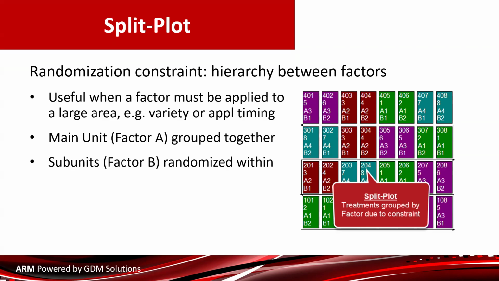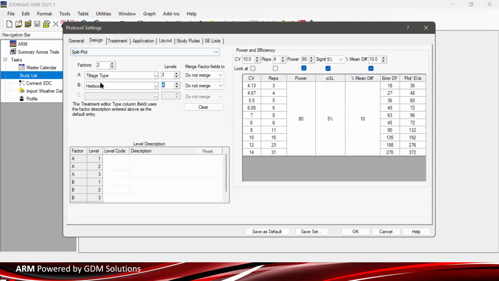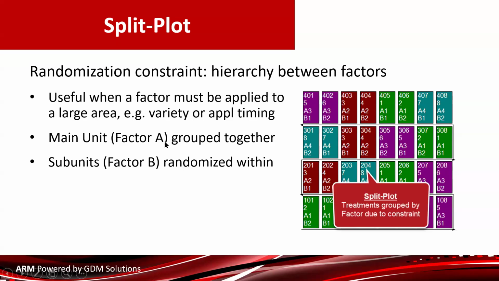is grouped together. So back when I'm in my ARM, how do I know which one of these should be first? My main unit in a split plot, that factor A, also called the main unit, that's the one that has the constraint on it. So tillage type, and that's the one that I have troubles implementing. I can't just totally randomize wherever I have that constraint. So that's your factor A, and those will get grouped together.